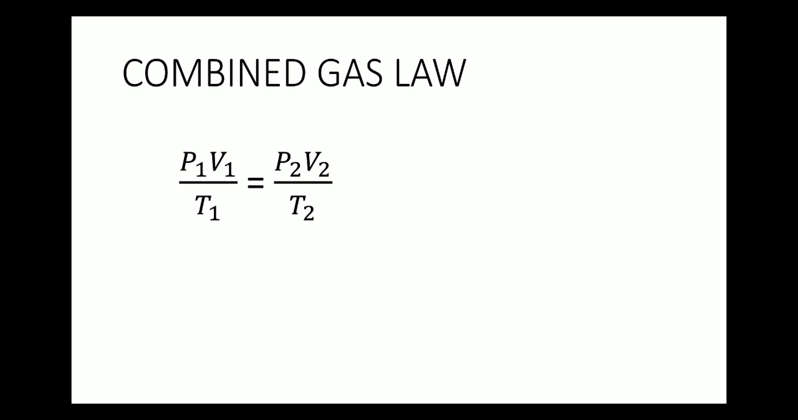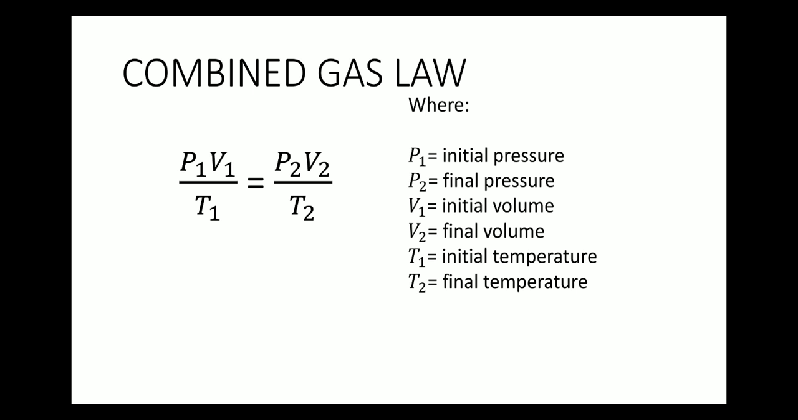So this is the formula for combined gas law. P1 V1 over T1 is equal to P2 V2 over T2, where P1 is the initial pressure, P2 is the final pressure, V1 is the initial volume, V2 is the final volume, T1 is the initial temperature, and T2 is the final temperature. And always take note that temperature must be in Kelvin scale.